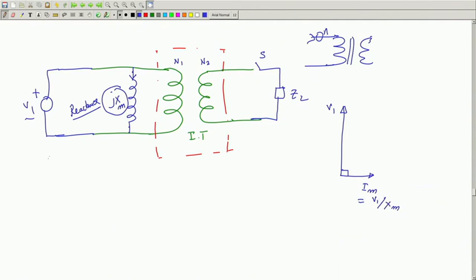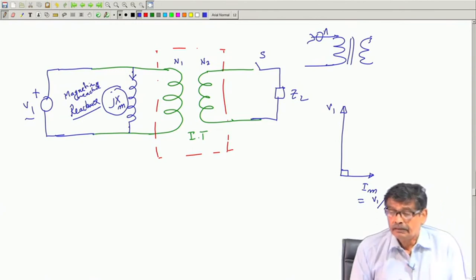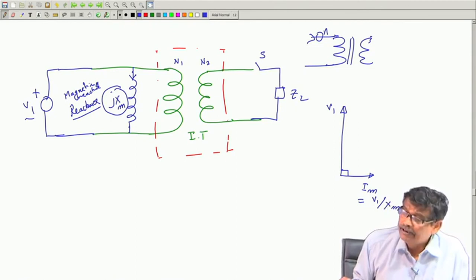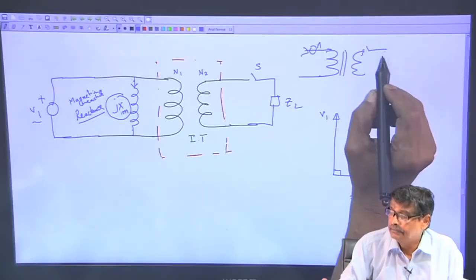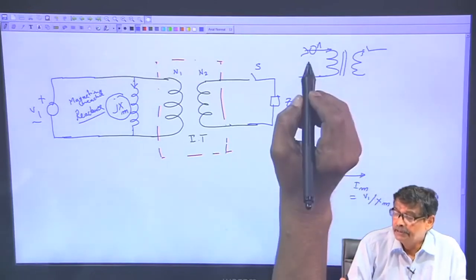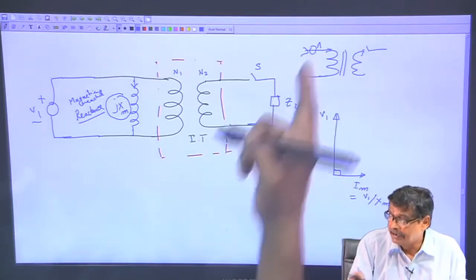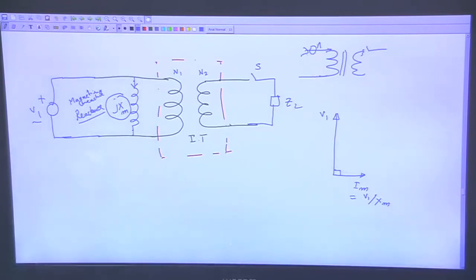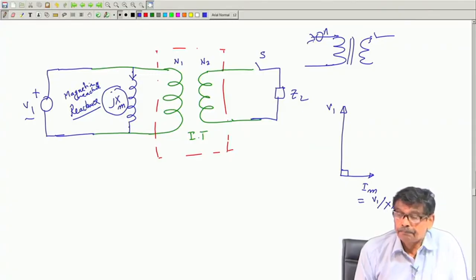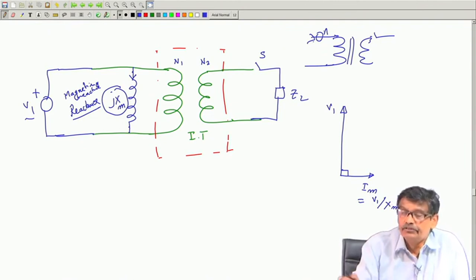So, X_M is called the magnetizing reactance. Therefore, how do I find that out? With S opened in a practical transformer, measure Im, and V1 by Im gives you the value of X_M. I write it like this, with S opened.